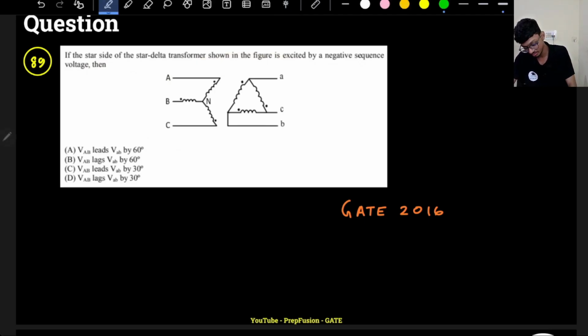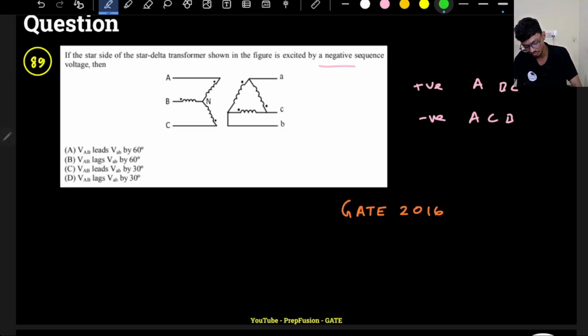So if it is negative sequence, I have not mentioned this previously. Positive sequence generally means the phase sequence will be A, B, C. If it is negative phase sequence, everything changes. It is A, C, B.